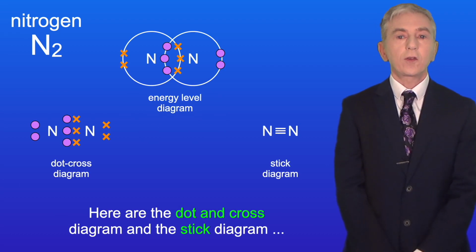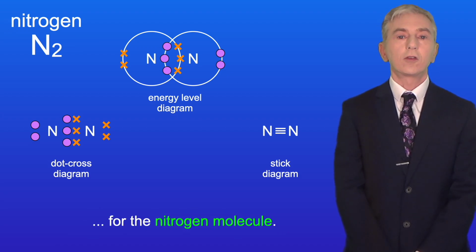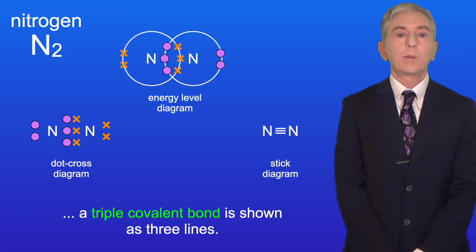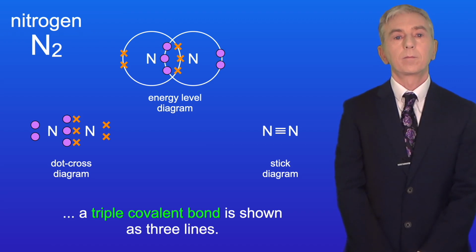Here are the dot and cross diagram and the stick diagram for the nitrogen molecule. And notice that in the stick diagram, a triple covalent bond is shown as 3 lines.